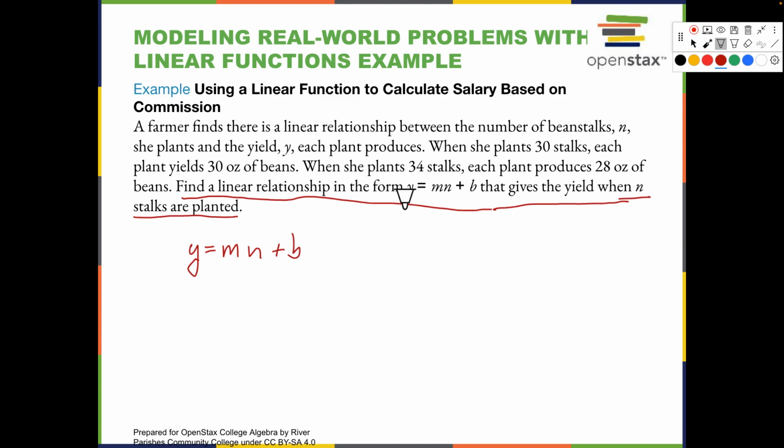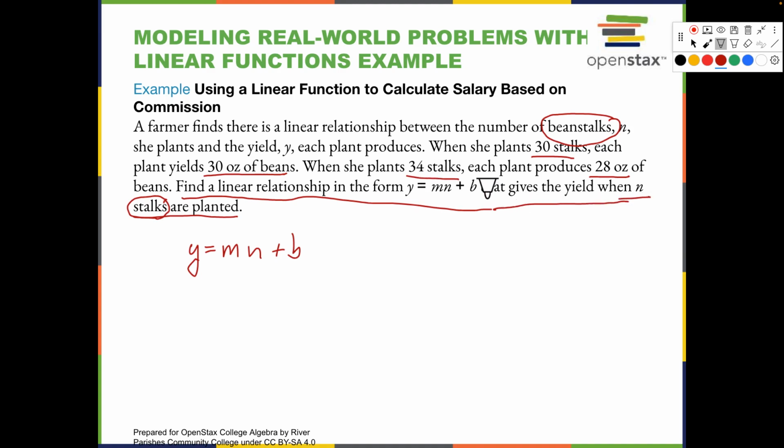Then I start looking: n is the number of stalks. So what are we talking about? Bean stalks. I just scan and pick that out. N is bean stalks. We're told that the farmer plants 30 stalks, and she gets a plant that yields 30 ounces. Each one will give 30 ounces of beans. When she plants 34 stalks, the production goes down, right? So what do we have when they give us 30 stalks and 30 ounces, 34 stalks and 28 ounces?